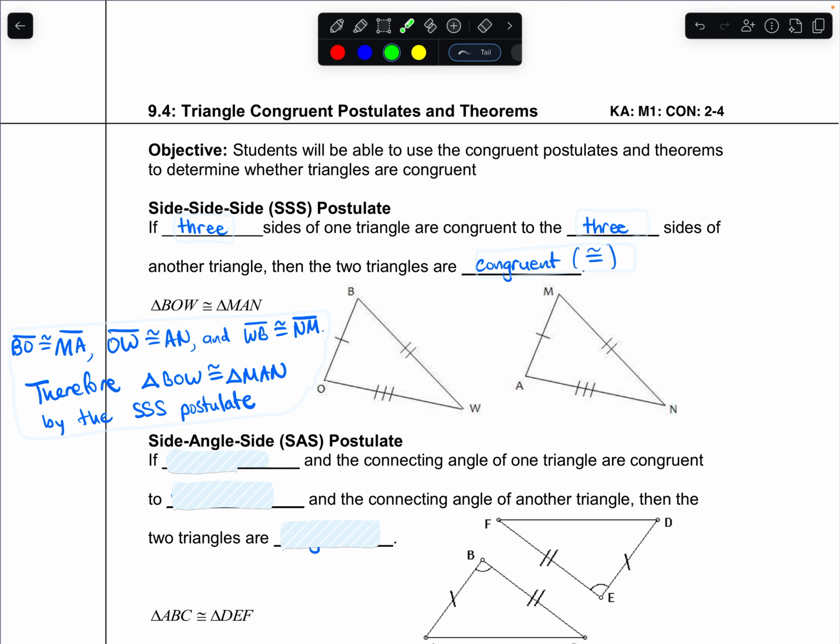If we want to show that the two triangles, BOW and MAN, are congruent, we can break it down and say, well, here's a pair of congruent sides, here's another pair of congruent sides, and here's a third pair of congruent sides. All the sides are the same length, so by the side-side-side postulate, the two triangles have to be congruent.